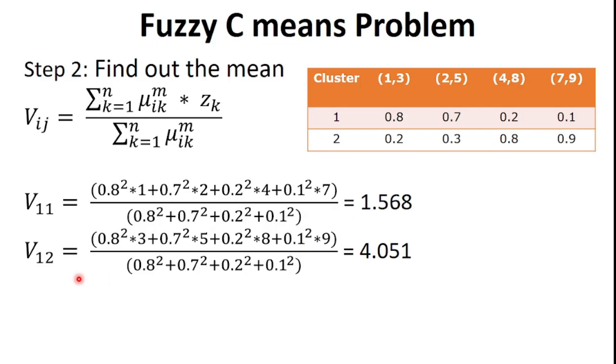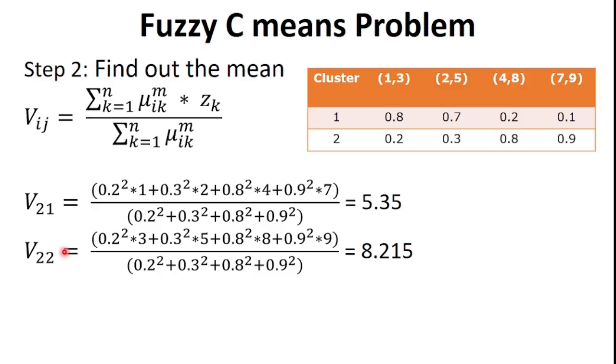Same way, do it for V12. That is 0.8 square into 3, taking the second y term of each data point, plus 0.7 square into 5 plus 0.2 square into 8 plus 0.1 square into 9, whole divided by the sum of the squared membership values. So you will get 4.015. This is for V11 and V12.